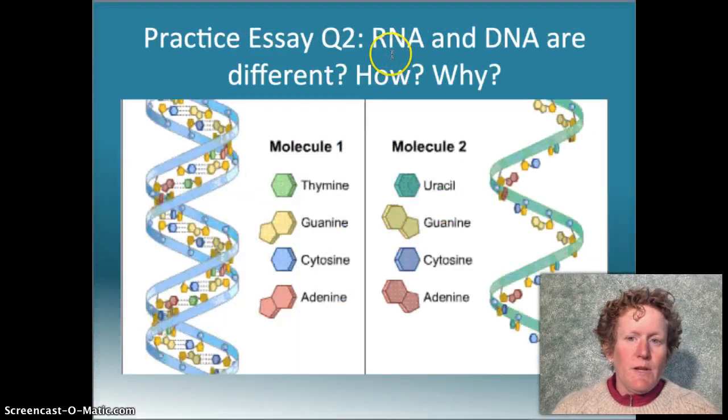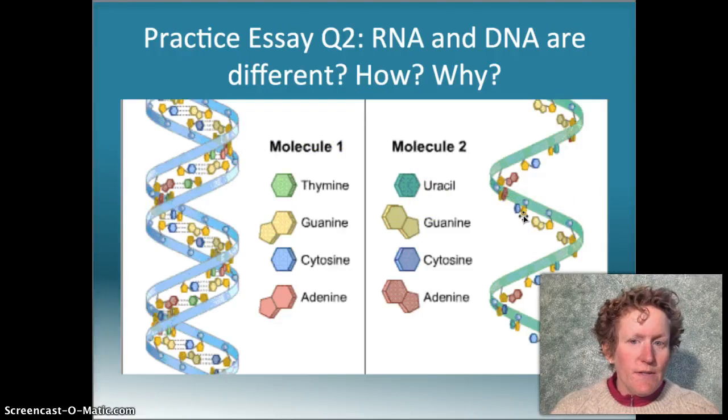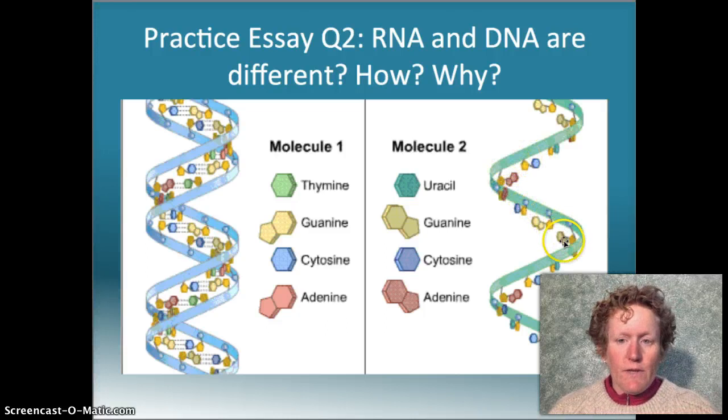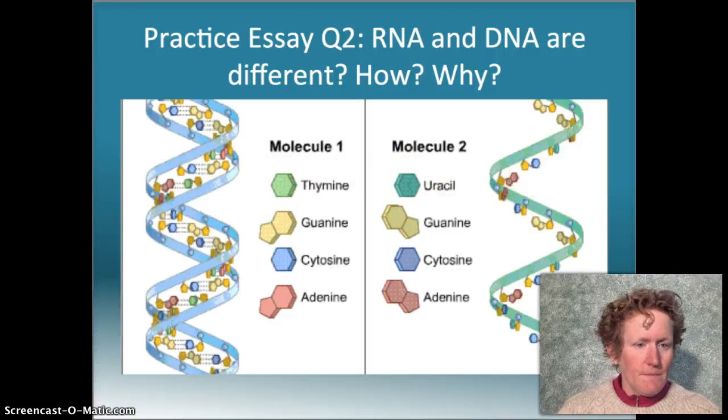So we see a picture here of DNA and RNA. How are they different? Why are they different? What's the structure-function relationship? Why does RNA only have one strand? Why does DNA have 2? And you can also notice they have different bases here. The difference here, thymine is in DNA and uracil is in RNA. You don't have to know why, you just have to know that.